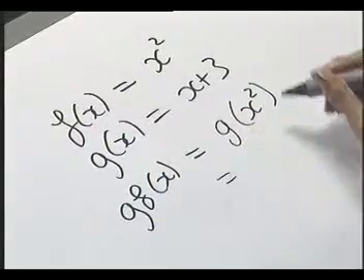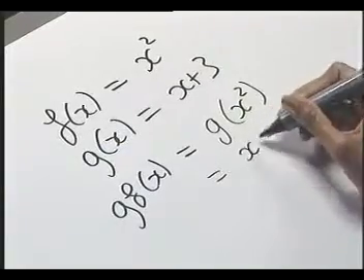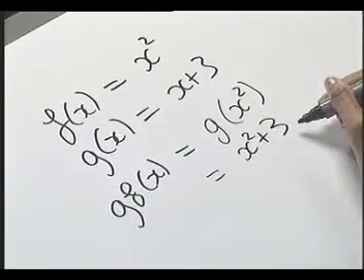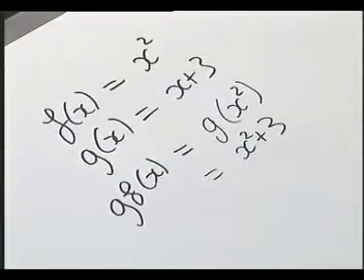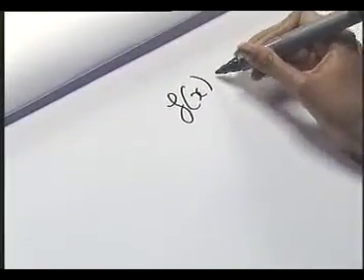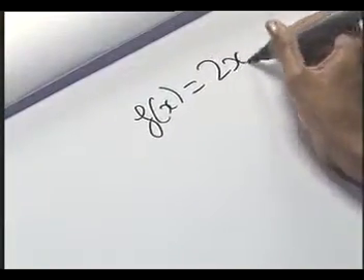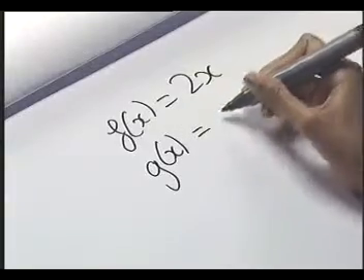Now, since g just adds 3 onto a number, g of x squared is x squared plus 3. So g f of x is x squared plus 3. Here's another example. This time we'll let f of x be given by f of x equals 2x, and we'll have g of x being e to the x.